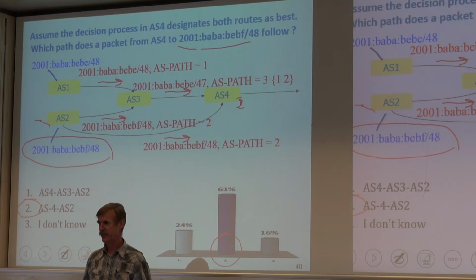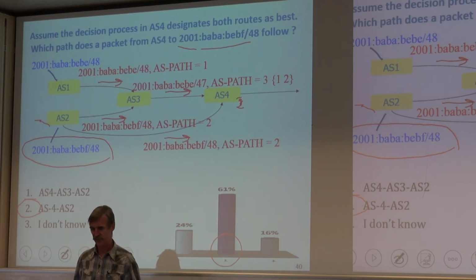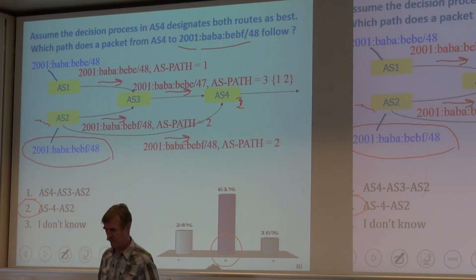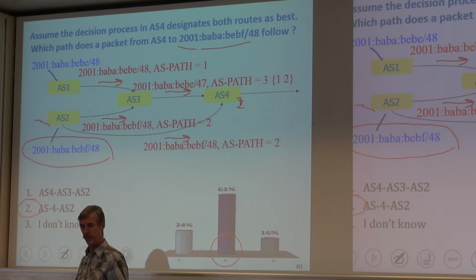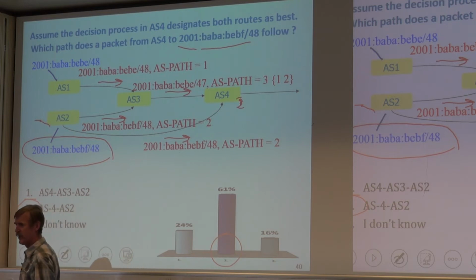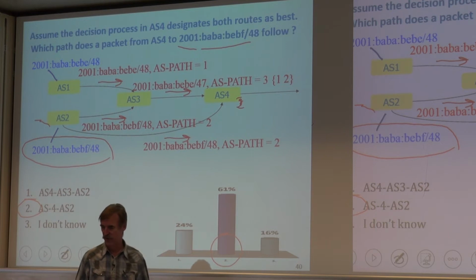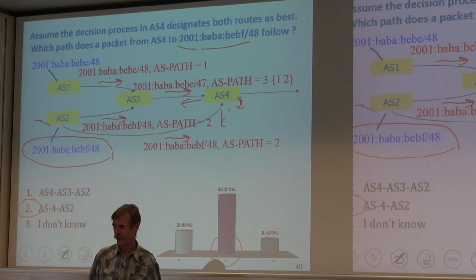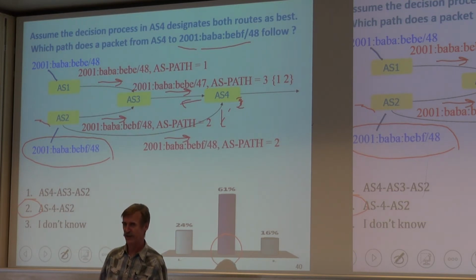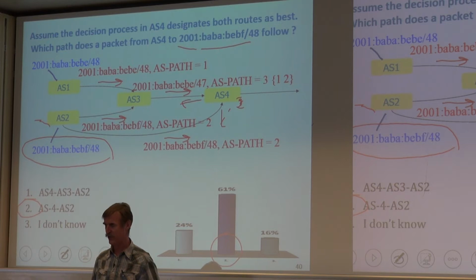Yes? Why wouldn't the packet stop at AS3 before going to AS2? Because inside AS4 you have 2 routes. One for the prefix with 48 bit, another one for the prefix with 47 bit, and they go to different directions. The first route will go this way, the second will go that way. When you do longest prefix match, if things are well organized inside the network, you should go this way. Other questions?